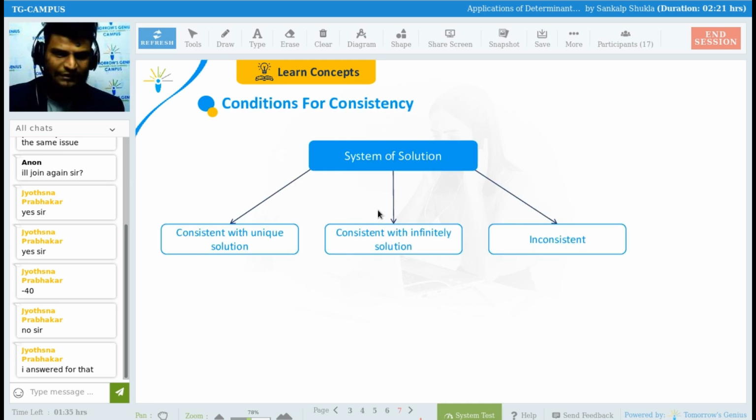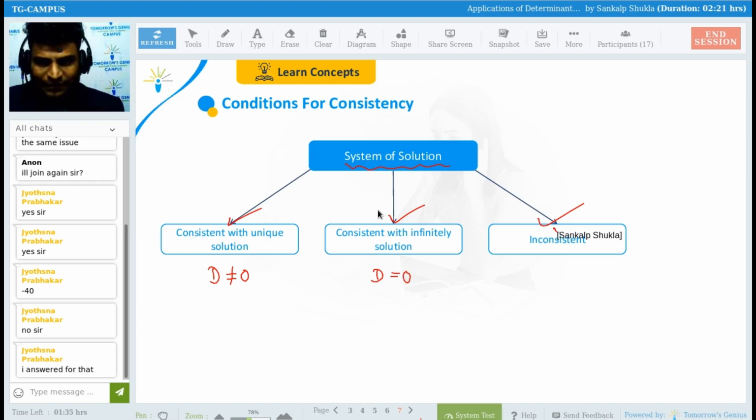Conditions for consistency. See, this is the thing I was discussing. A system of solution is said to be what? Consistent with unique solution, consistent with infinitely many solutions, and inconsistent. So I've told you that this is the condition for D not equal to 0, and this is the condition for D equal to 0. Fine. Inconsistent, we'll have a discussion further.